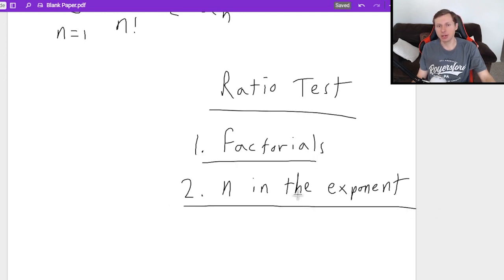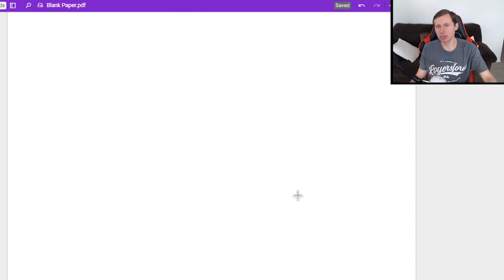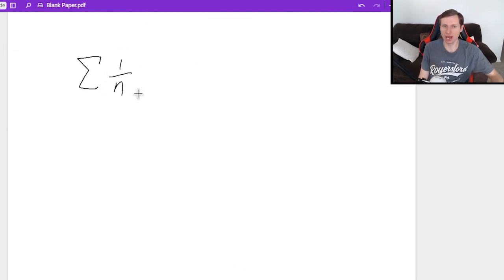It's actually kind of funny. The ratio test is a really smart test, but it can't even be used to prove 1 over n, the harmonic series, which we all know diverges. The ratio test is not smart enough to figure that out, that it diverges.